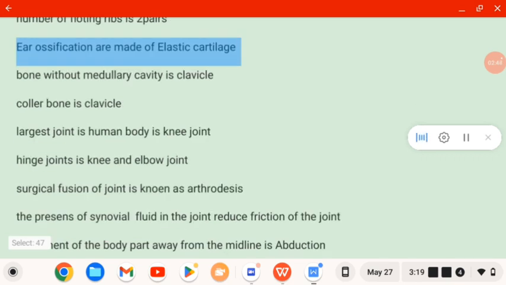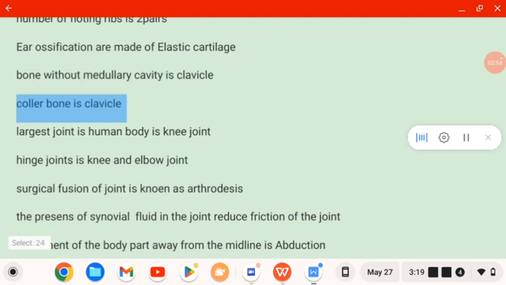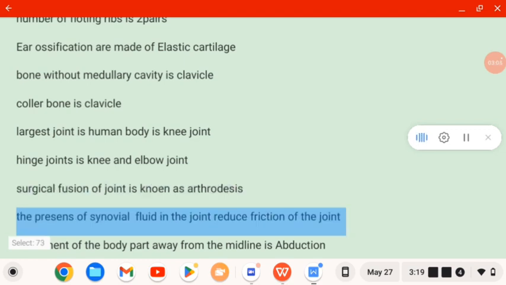Ear is made of elastic cartilage. Bone without medullary cavity is clavicle. Collarbone is clavicle. Largest joint in human body is knee joint. Hinge joints are knee and elbow joints. Surgical fusion of joint is known as arthrodesis. The presence of synovial fluid in the joint reduces friction of the joint.